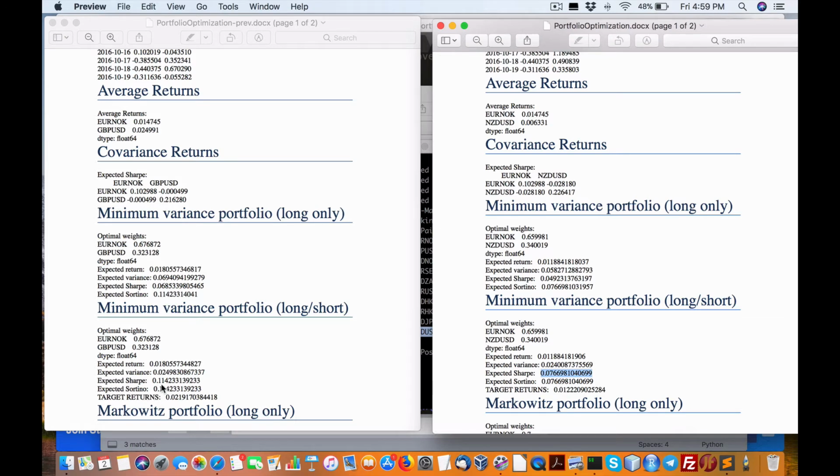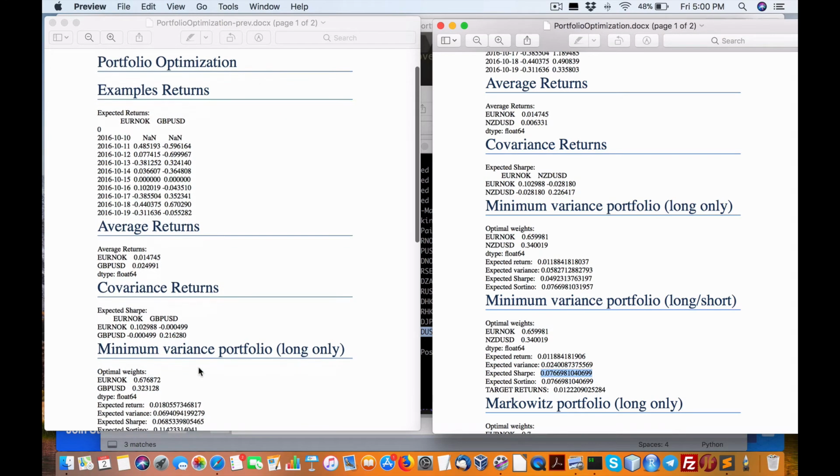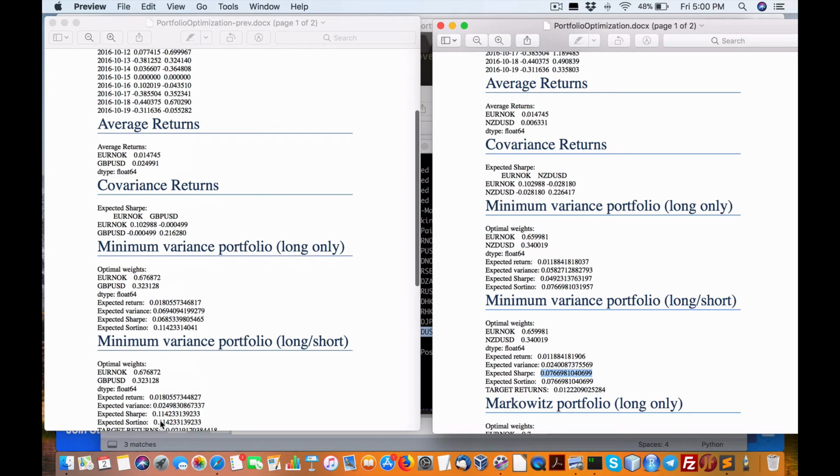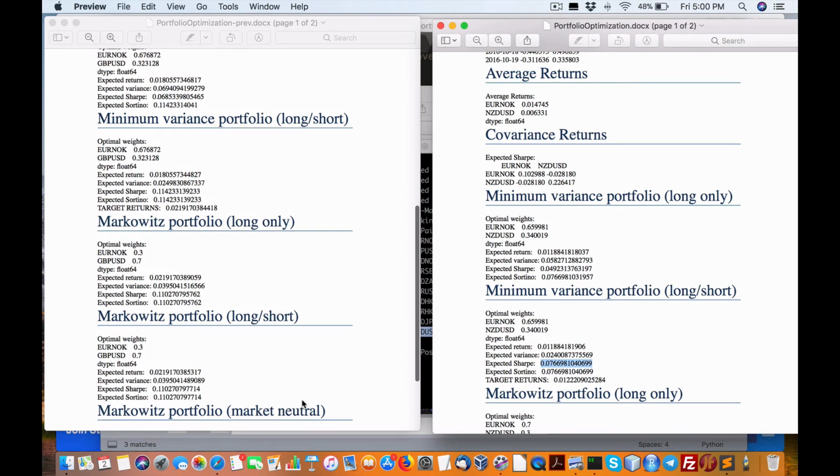The Sharpe ratio for the minimum variance portfolio, long short, with the Euro Norwegian kroner with the British pound USD is... long only would be 11.4, so it's significantly higher. Now let's compare the Markowitz.